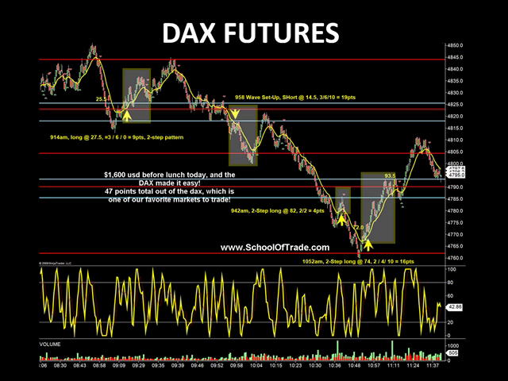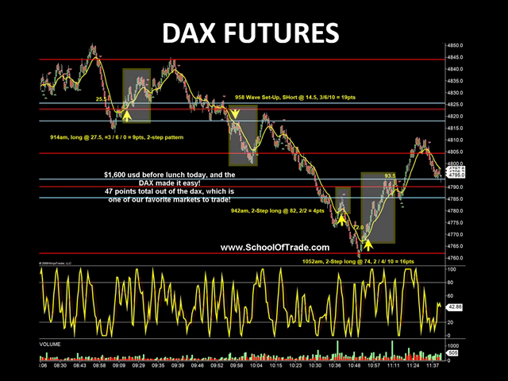As you can see here today, guys, $1,600 USD before lunch today, and that's on 3 contracts. We went 6 for 7 here in the room this morning. At one point, we were up about $1,750 USD on 3 contracts and about 6 trades before lunch. And of course, the DAX, as you guys can see, made it quite easy.